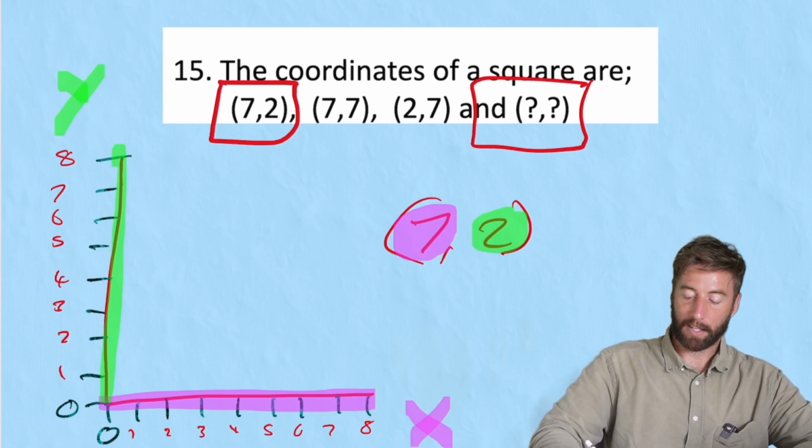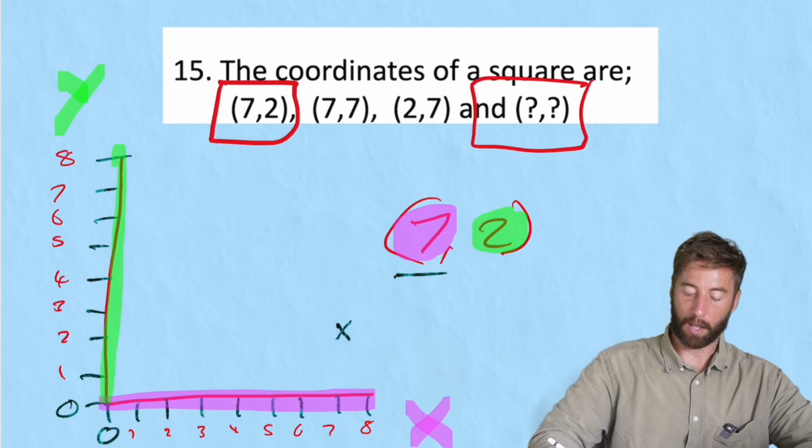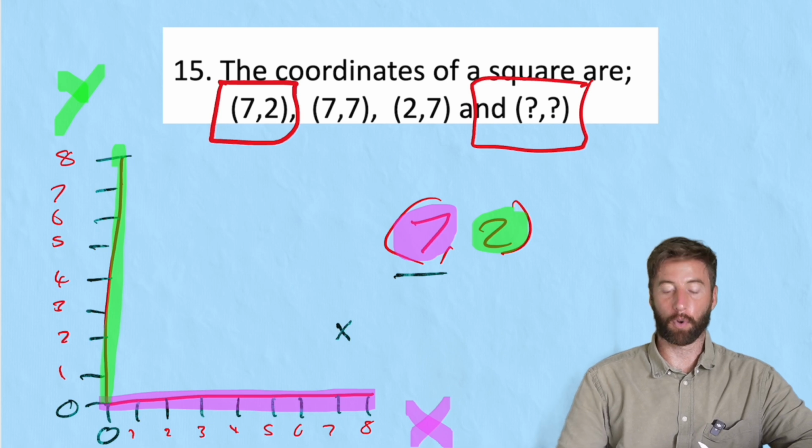So when I'm plotting this, the first number is 7. So on the x-axis, I'm going to come along to 7, which is just here. But then I'm going to go up 2, so I can see my coordinate is going to be just about there. Again, you could be a lot more accurate because you might have a ruler and things.